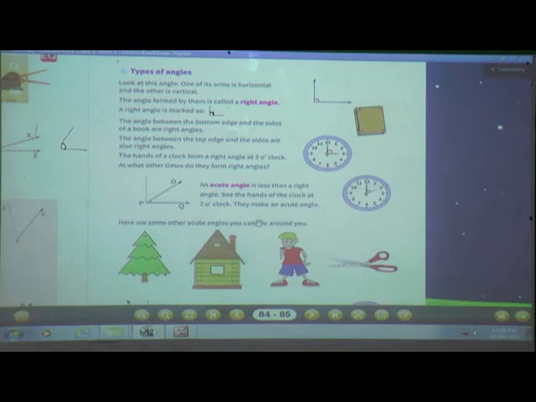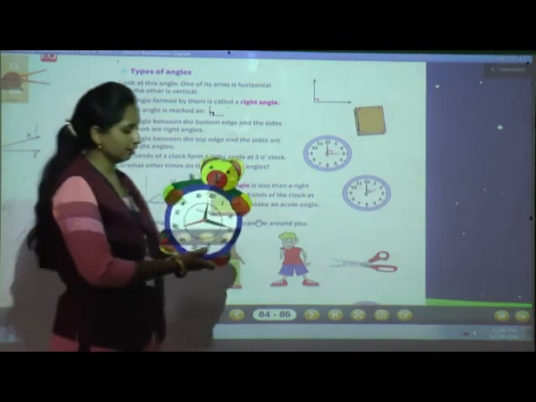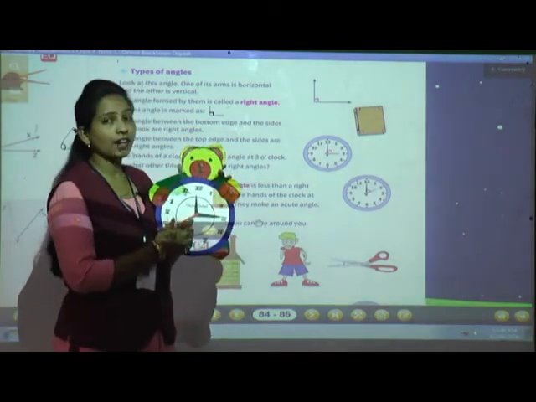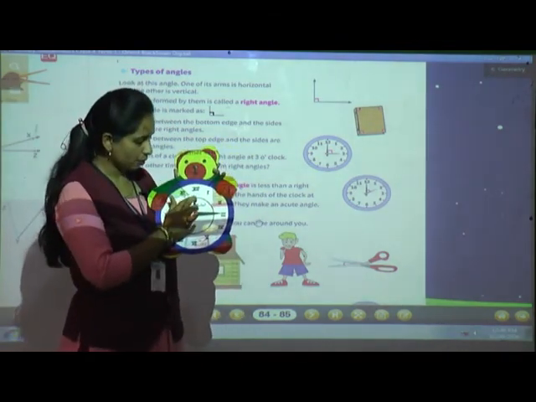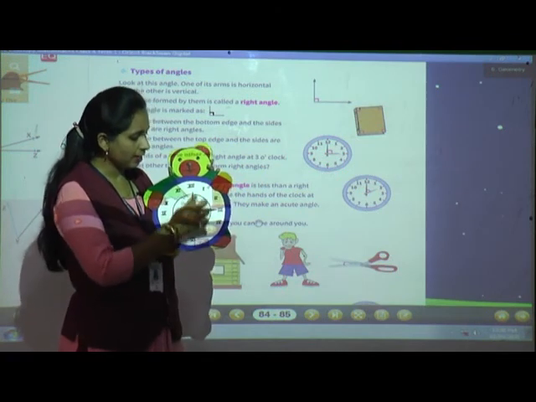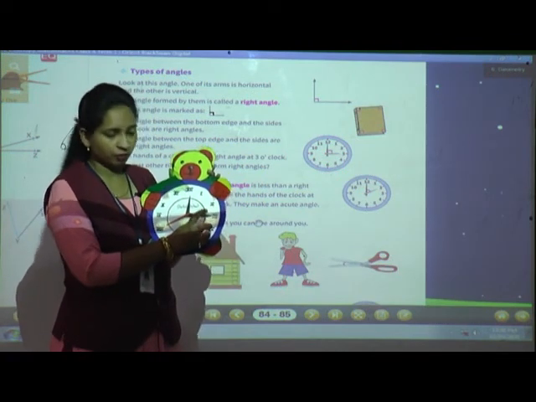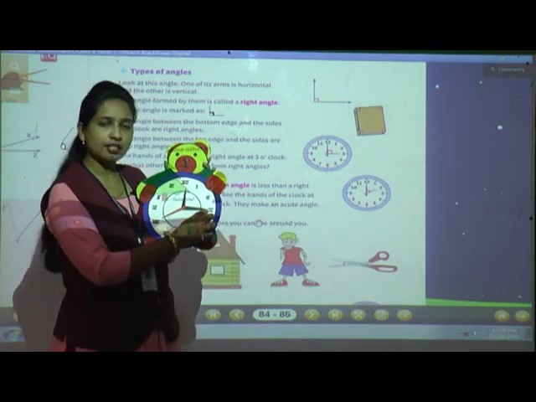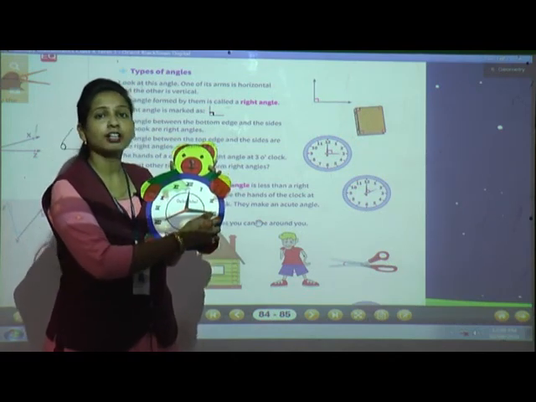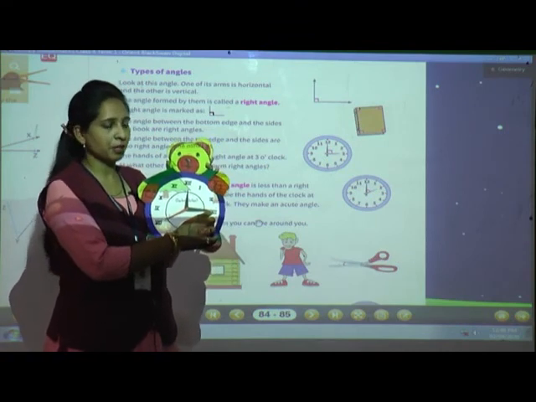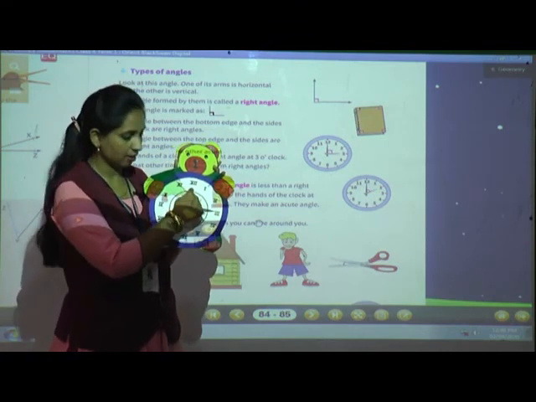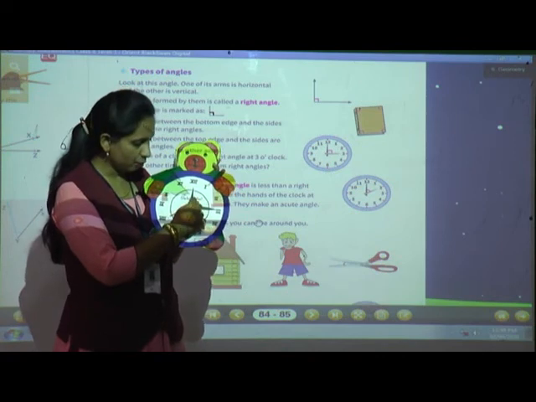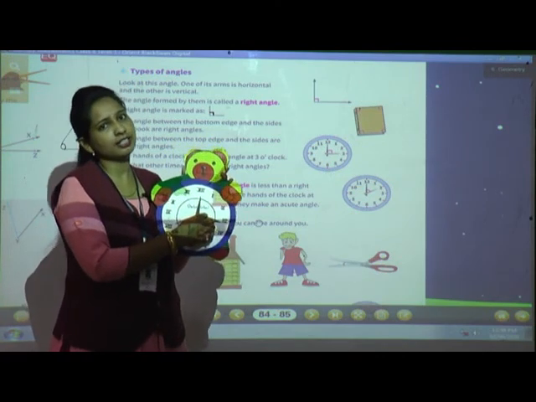Now see here. See, this is the clock. Do you have a clock at home? Yes. So keep one hand on 12 and the other on 3. See, one is vertical, one is horizontal. So this is what? Right angle. Keep in your mind. Right angle. And how to mark? Sleeping line and standing line.